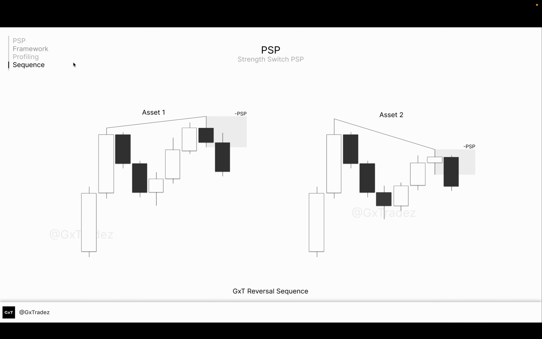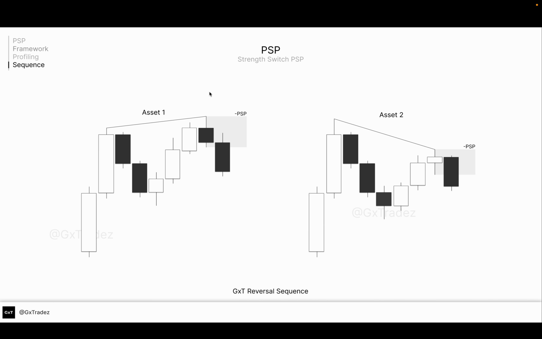And again, we're not covering profiling. We're not covering sequence. I'm giving you one sequence, because I feel nice. So here is a very, very good sequence. It is strength switch PSP. This is a concept that I came up with, and it's really changed my trading as well. I will go over this concept in depth, probably in SMT part 2, and then as strength switching, how to actually utilize it.